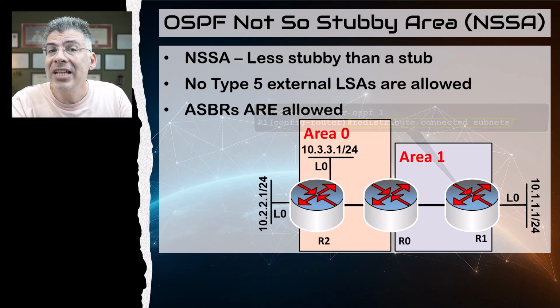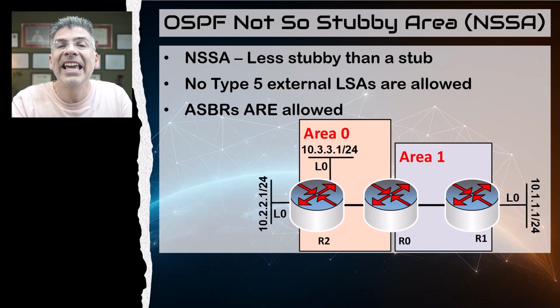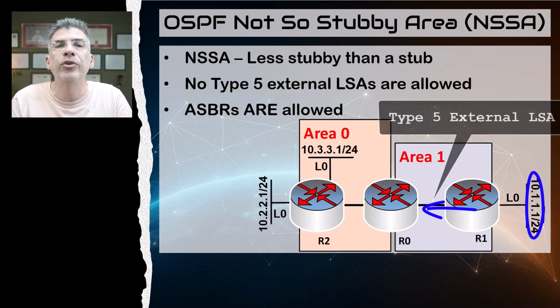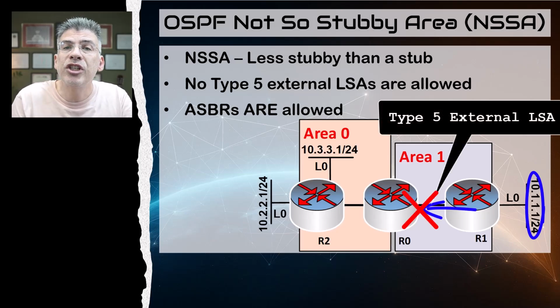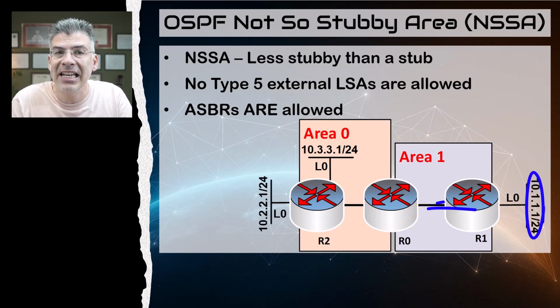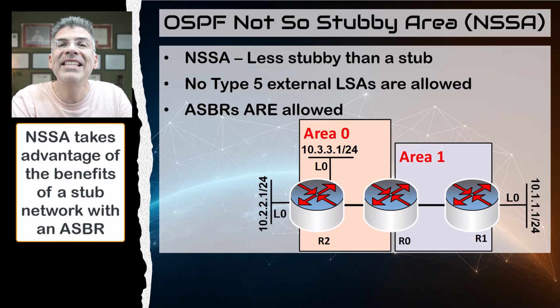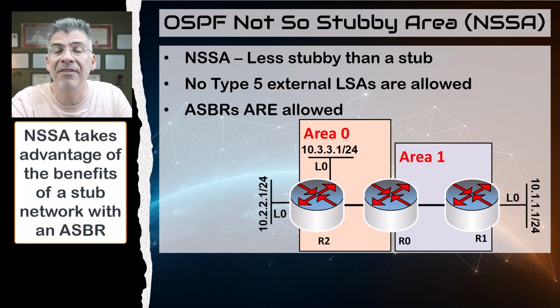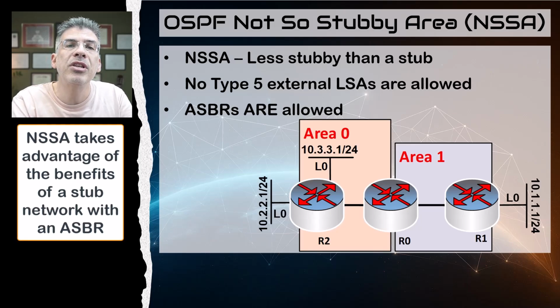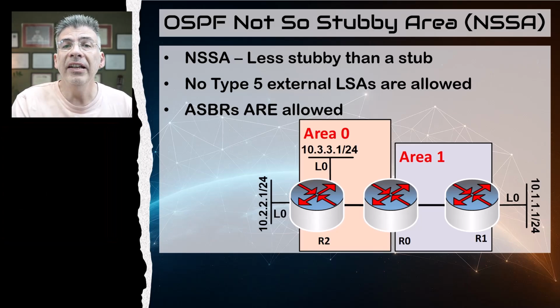Now, since no Type 5 LSAs are allowed within Area 1, R1 cannot advertise this external route using a Type 5. So it will generate a Type 7 LSA to share the external route into the NSSA and beyond. So this is the NSSA type, which essentially takes advantage of the benefits of a stub network, but allows the use of an ASBR. Finally, let's go to our last and most interestingly named stub type.